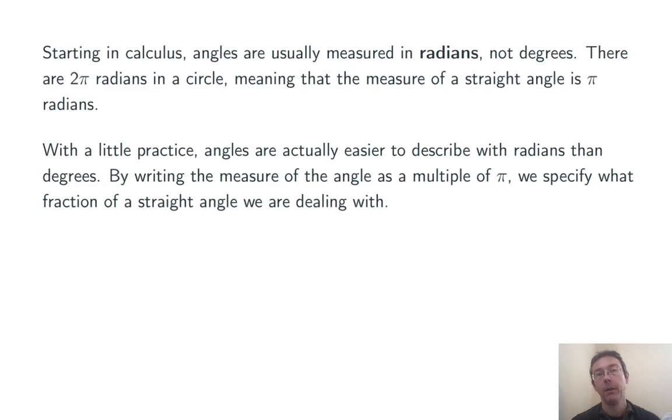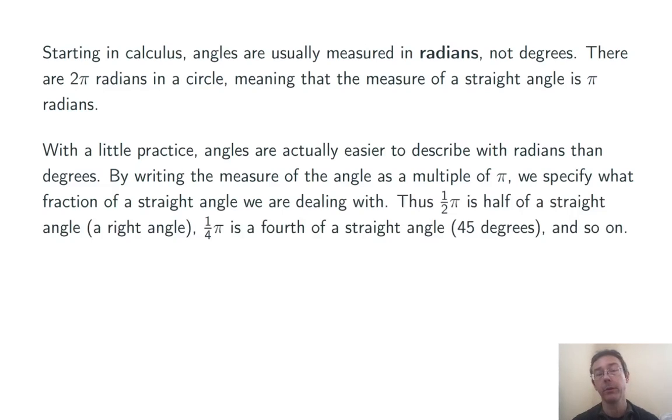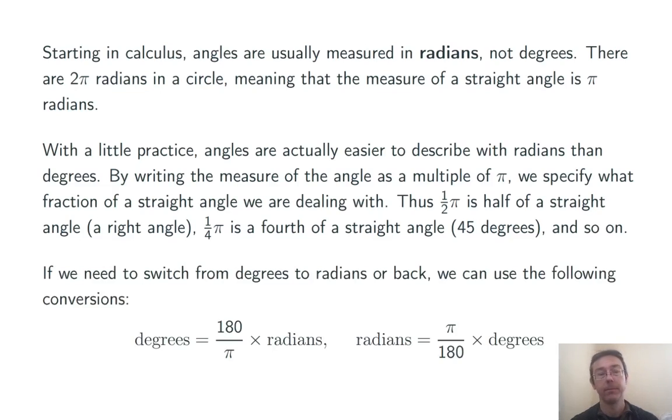But with just a little bit of practice, this is actually the better and easier way to go. The reason is that we frequently describe the measure of an angle as a fraction of pi, and therefore we're describing the fraction of a straight angle that we're dealing with. For instance, 1/2 pi is half of a straight angle, or a right angle, 90 degrees. And 1/4 pi, or pi over 4, is a fourth of a straight angle, or 45 degrees.